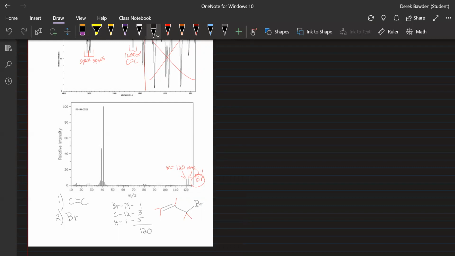Move this over just a tad. We have 79 plus 36 plus 5. 79 plus 30 is 109 plus 6 is 115 plus 5 is 120. So that checks out. And this is our structure. Nice job, guys.